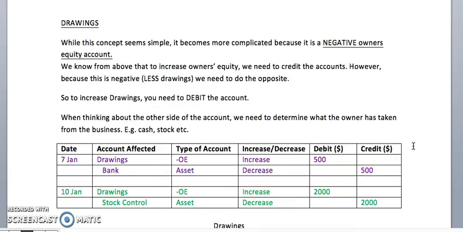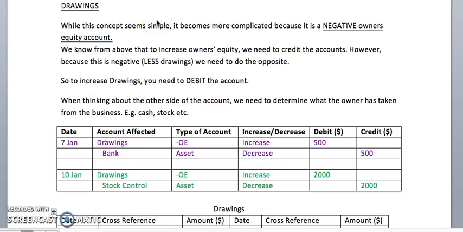Okay. Last one that I'm going to do for this is drawings. So while drawings is relatively simple, it becomes a little bit more complicated when we're talking about it from a debit and credit perspective because it is a negative owner's equity account. Kind of a little bit like expenses, really. We know that to increase owner's equity, we need to credit the account. It's on the right-hand side of the balance sheet.